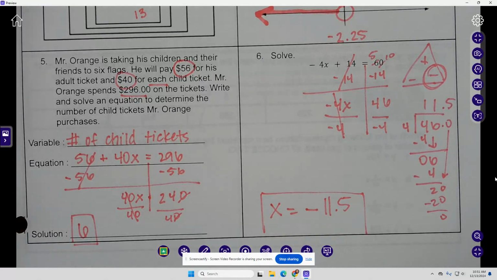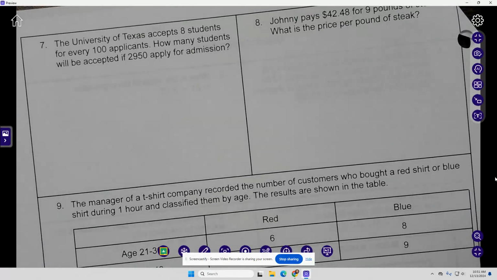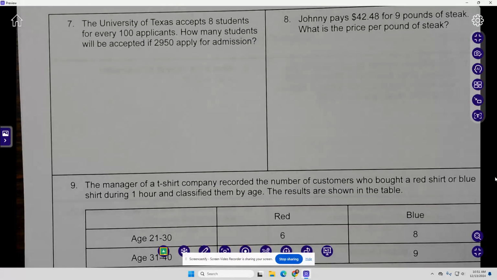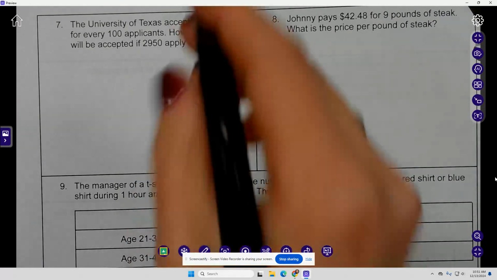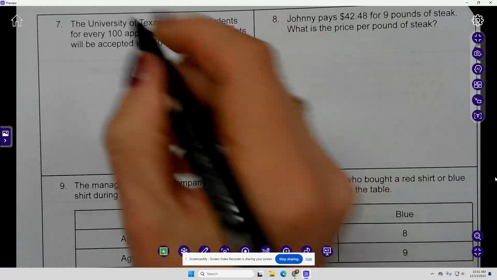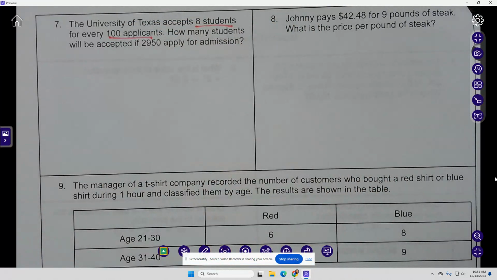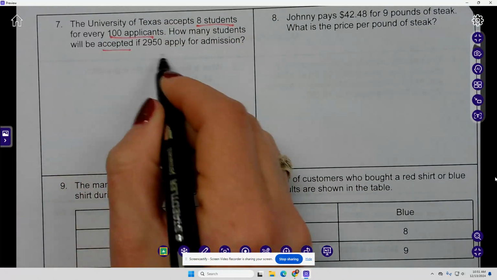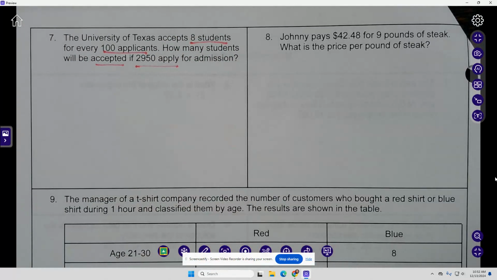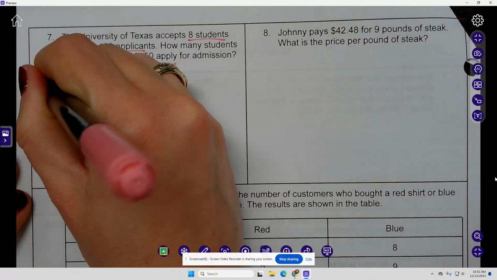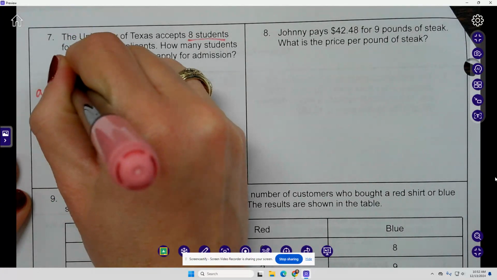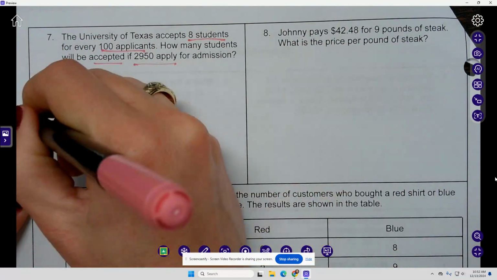All right, we're going to go ahead and move on to number 7. Number 7 says the University of Texas accepts 8 students for every 100 applicants. How many students will be accepted if 2,950 apply? So we need to set up a proportion. The two things that we're talking about are students who are accepted and students who apply.